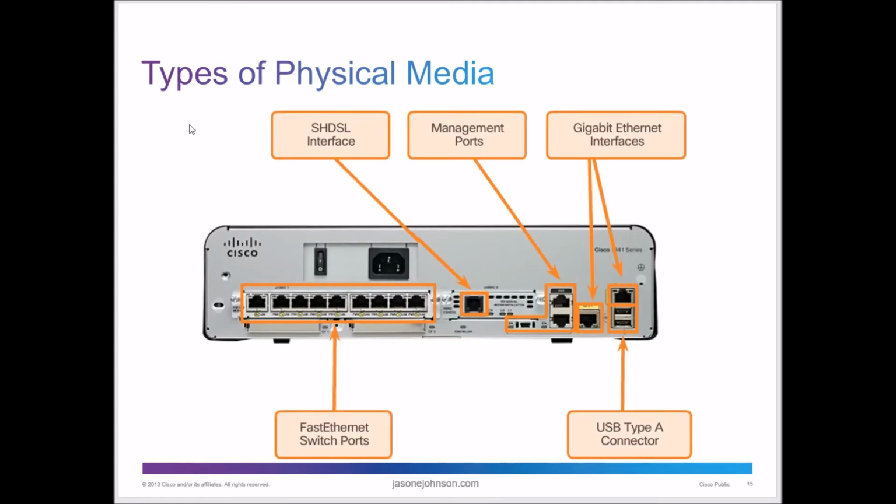Okay, so types of physical media. This is the back of a Cisco router here, I believe a 1941, just looking at it. When you're looking at the back of this router, you've got your power switch here, you've got your power cord that you plug in, and then you've got your fast Ethernet ports, your fast Ethernet switch ports. You have your SHDSL connector there. Down below, you have your management ports here.